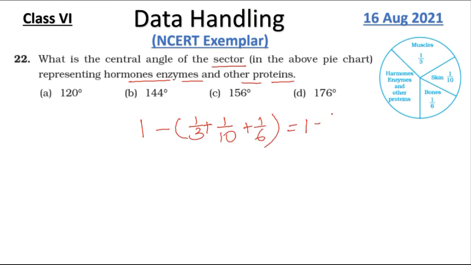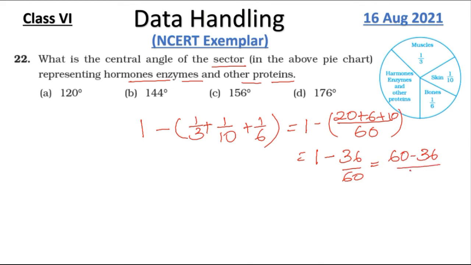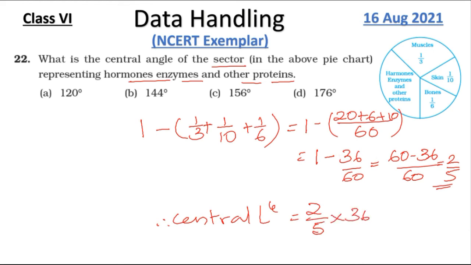LCM here is 60. If 60 is the LCM, we get 20 plus 6 plus 10. This will be equal to 1 minus 36 by 60. This will be equal to 60 minus 36 by 60, which is 2 by 5. Therefore, the central angle is 2 by 5 times 360 degrees. We get it as 144 degrees. So option B is the right answer.